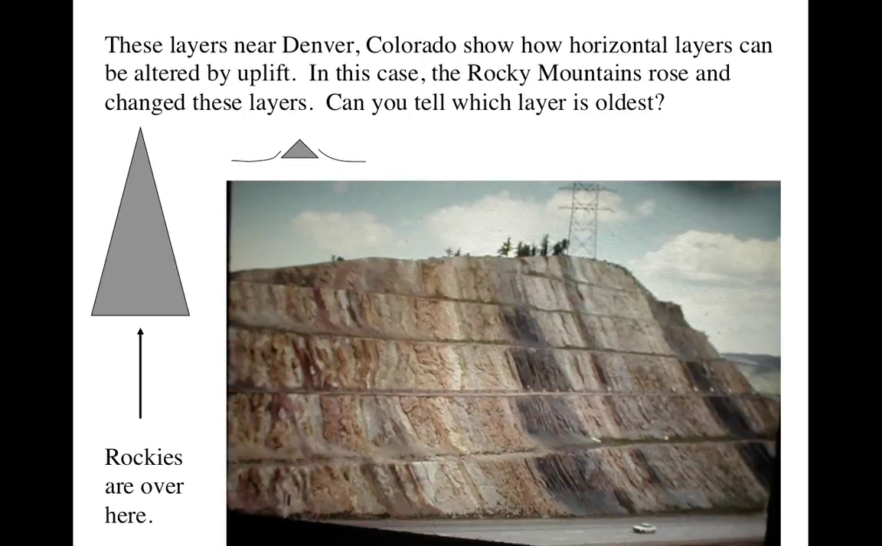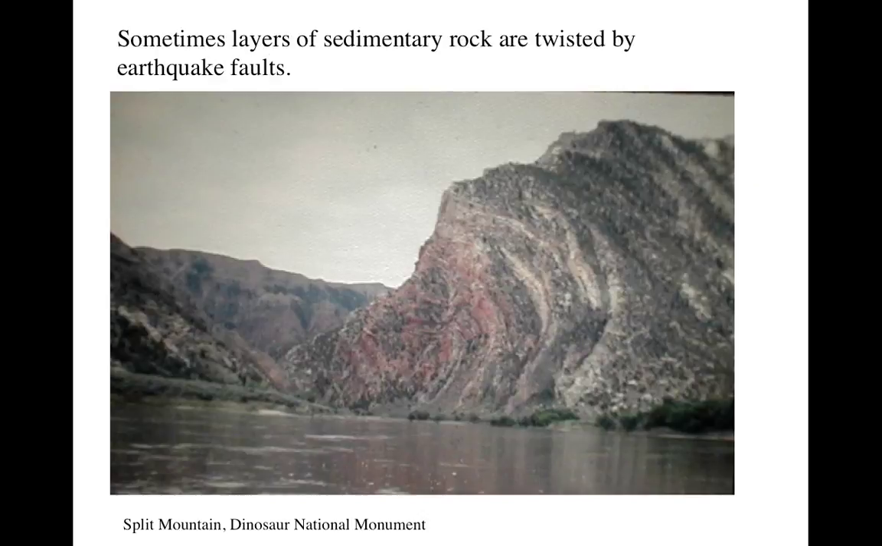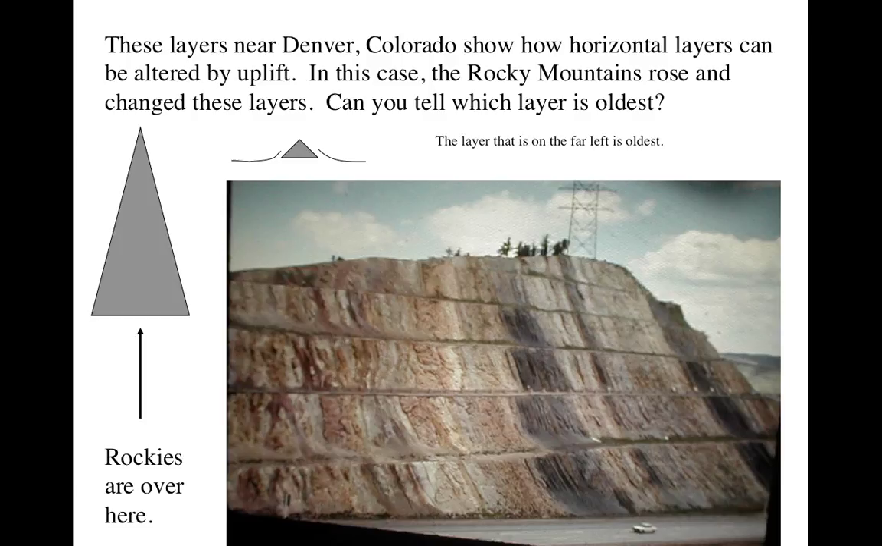These layers are found near Denver, Colorado, and they show how horizontal layers can be altered by uplift. In this case, the Rocky Mountains rose and changed these layers. Can you tell which layer is oldest? Well, the layer that is on the far left is the oldest. This doesn't make sense. Should layers get laid down vertically like this? Probably not. These got uplifted and pushed into this position.